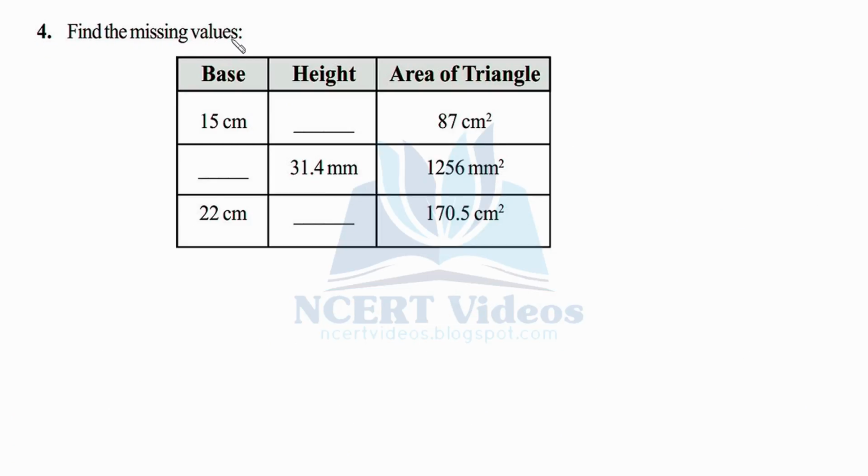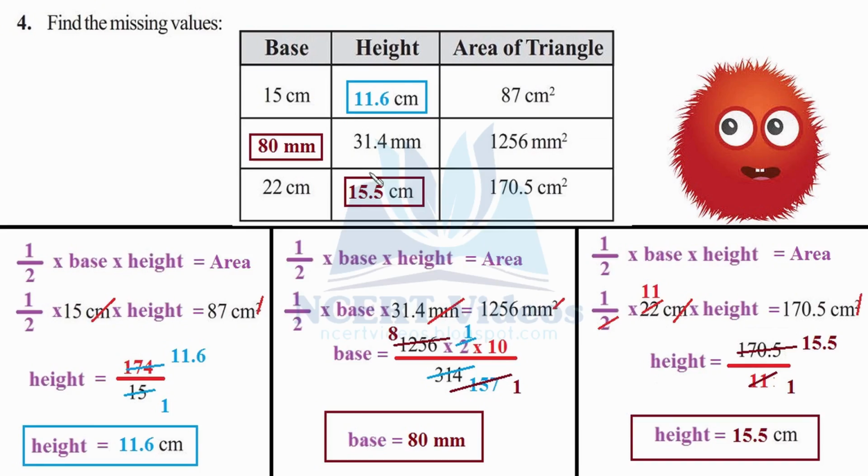Question 4. Find the missing values. It is just similar to the previous one, but in this case we will use triangle in order to find the missing values. This is very similar to the previous one. The only difference is we have to find the blanks for area of triangle as we did. So first of all, as we did earlier, we will write the formula. Half into base into height equals area of what? Triangle.